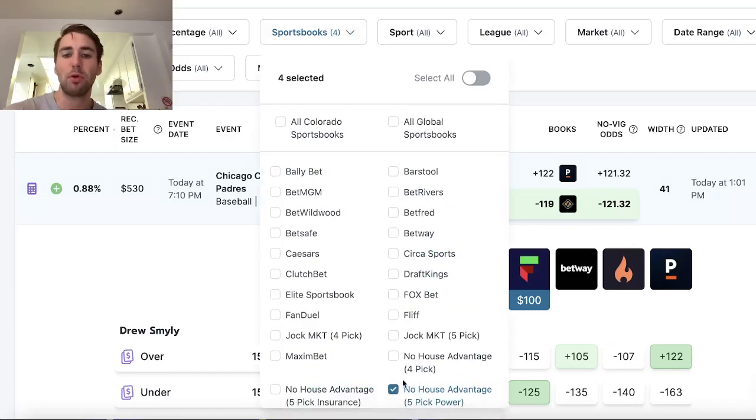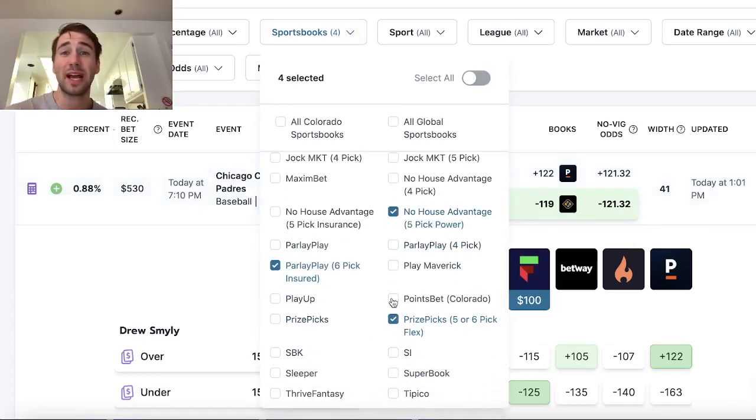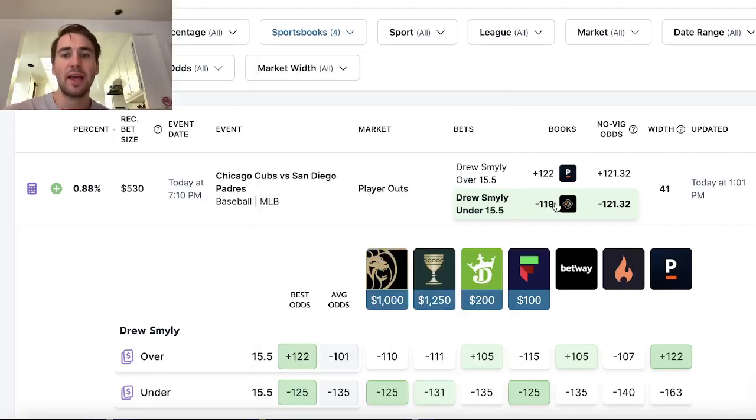I have PrizePicks pulled up here. It's one of the sportsbooks I use. You may use different sportsbooks, and you're going to see, hey, Drew Smiley under 15.5 outs is the recommended play. We just had a WNBA bet. Why am I going with an MLB bet? Well, that's where the value is, right?